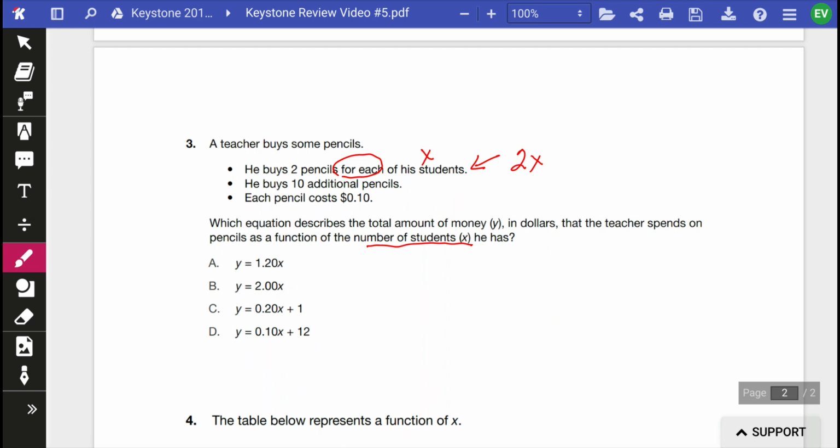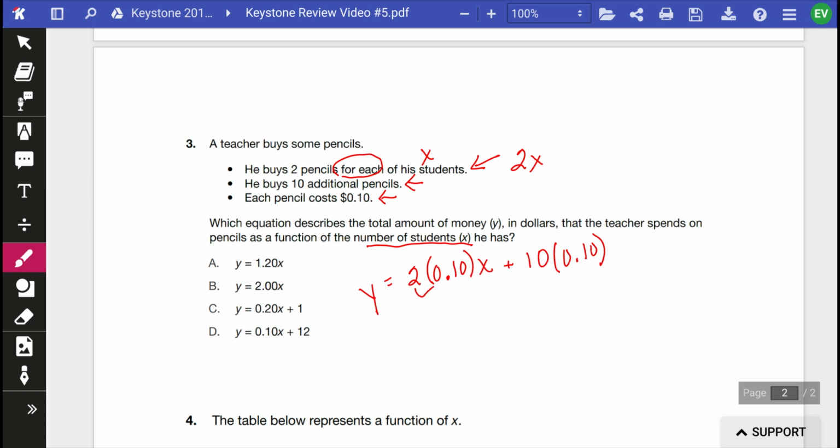All right, he buys 10 additional pencils, and each pencil costs 10 cents. So we have to work that into it too. So 2 pencils times 0.10 times the number of students, and then plus 10 pencils, that's his additional pencils, times 0.10 gives us money.